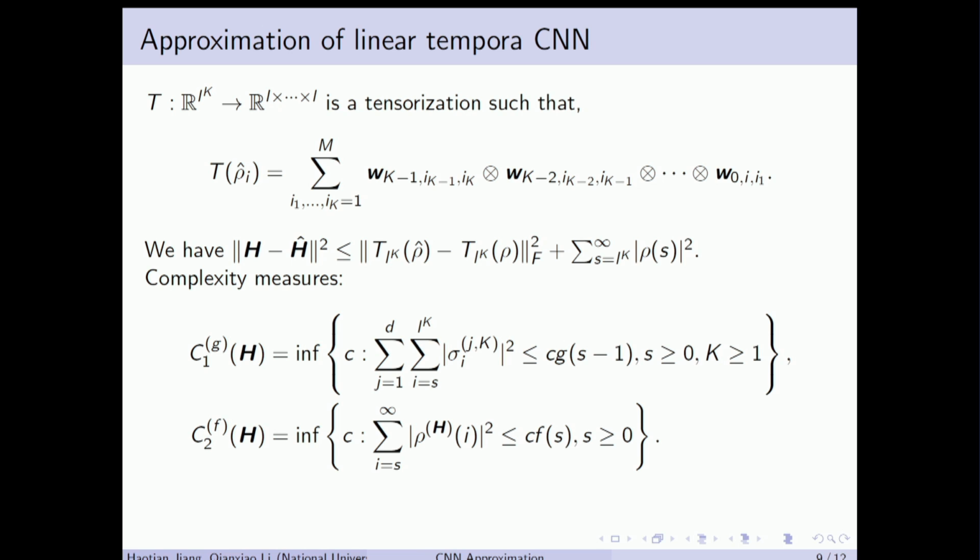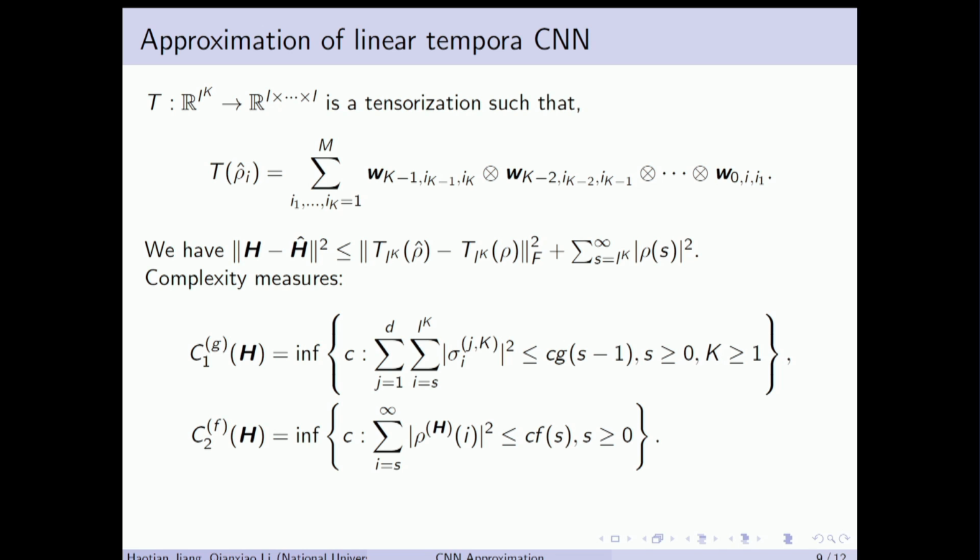And now we also tensorize the target representation rho. What we have is that we just need to consider the approximation of two tensors. So this is the approximation error between the target and the model. It is bounded by this equation here.